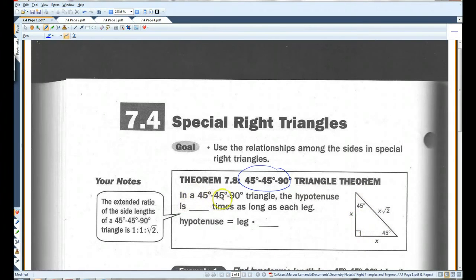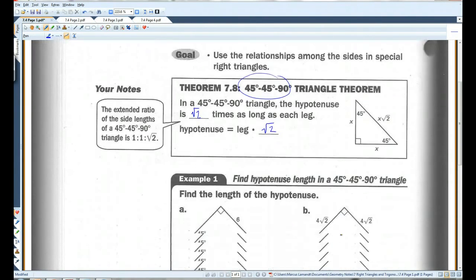Okay? In a 45, 45, 90 triangle, the hypotenuse is root 2 times as long as each leg. So the hypotenuse equals the leg times root 2. Now, hopefully you see that if two angles are congruent, these two sides are congruent. It's isosceles. So if you have a 45, 45, 90 triangle, the legs are going to be the same length. So either leg you pick, multiply it by root 2, and you have the hypotenuse. Or, conversely, if you have the hypotenuse, divide by root 2 to get one of the legs.